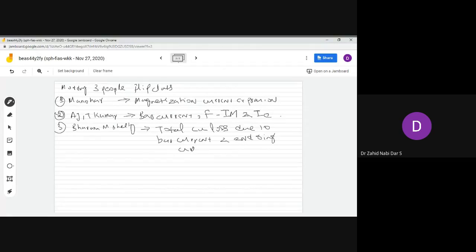This thing I'll take a snap also, so you have to be present. This thing has been written already. So now remember, these three people are there.